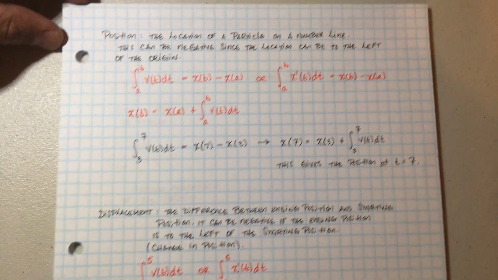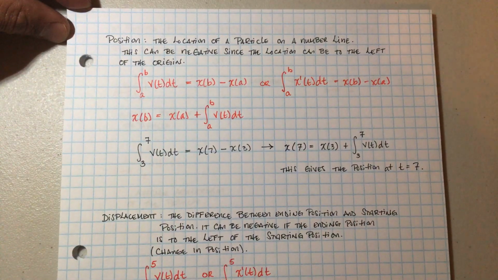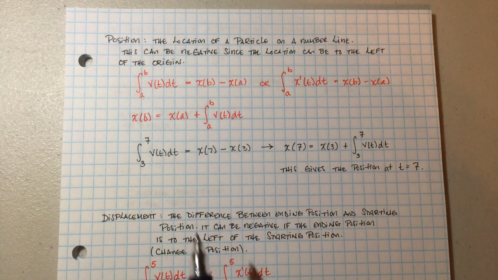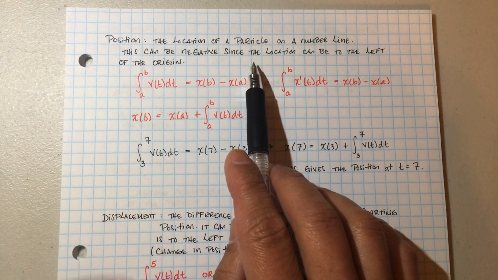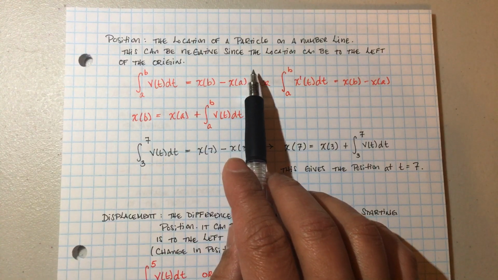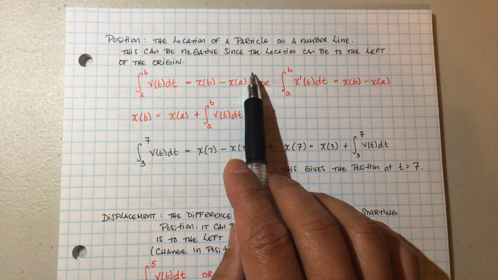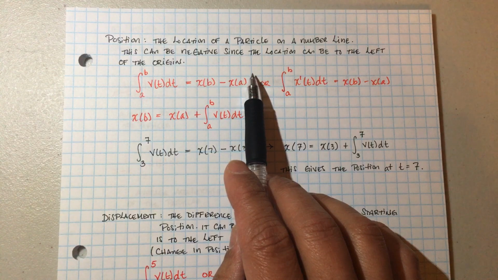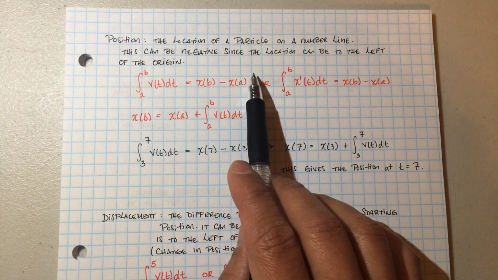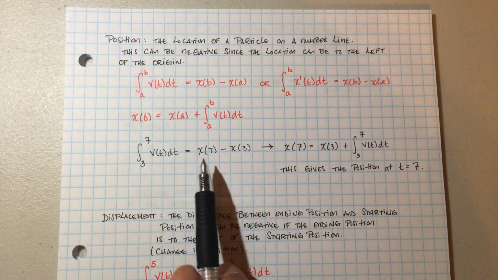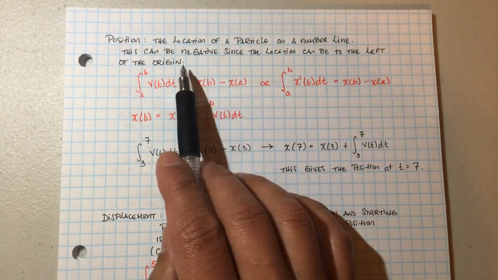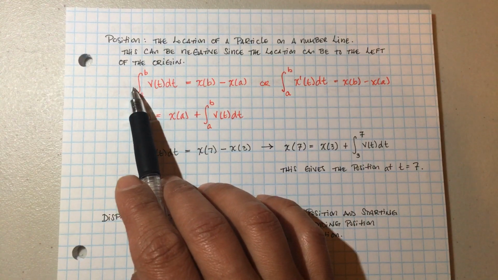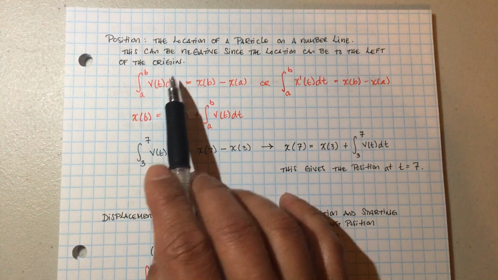Some things I want you guys to understand, moving forward and understanding these problems. Position: you have to understand position is the location of a particle on the number line, where it's located. A lot of times they'll ask, where is the particle located at t equals 4 or 5? So they're asking for position. Now it can be negative, since the location can be to the left of the origin. So that's okay if it comes out negative.